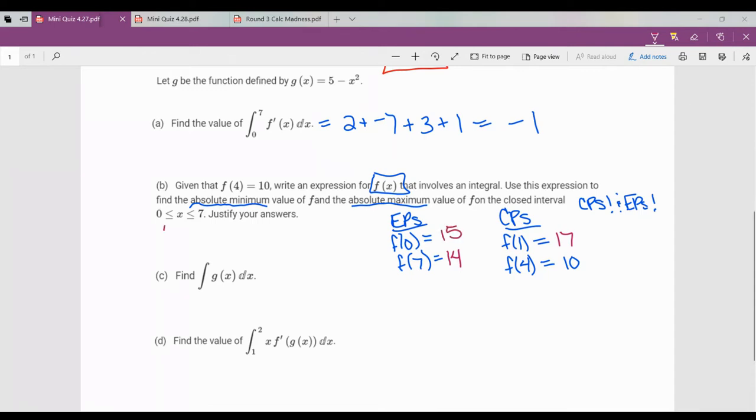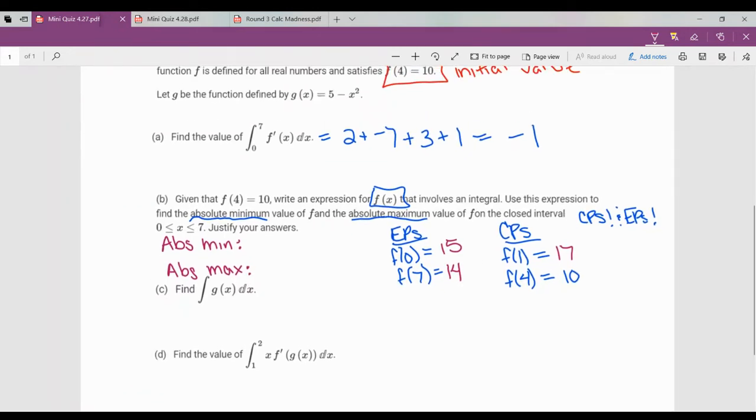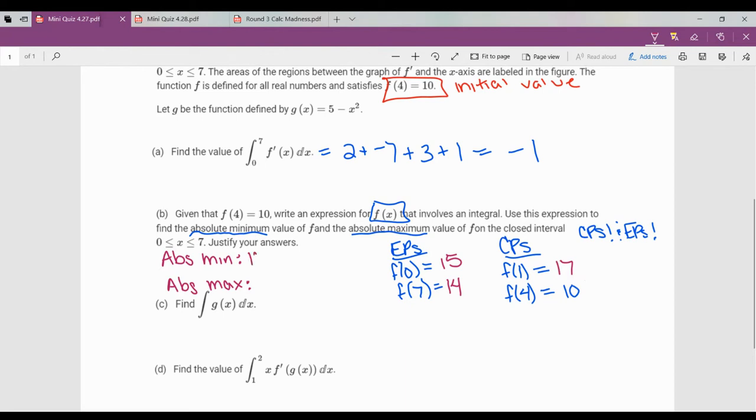All right, so we want my absolute min and my absolute max. So remember, when we're asking about absolute mins and absolute maxes, we're asking about the y value. So my absolute min, when I look, it's 10. That is the smallest y value. And then my absolute max is going to be 17. That is my biggest y value.